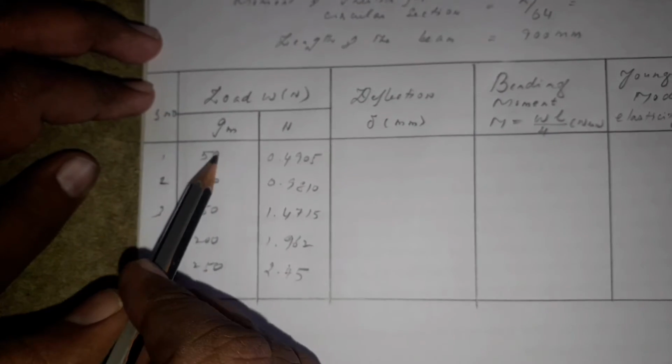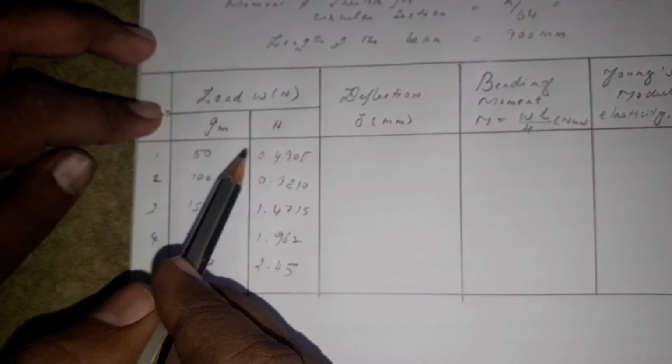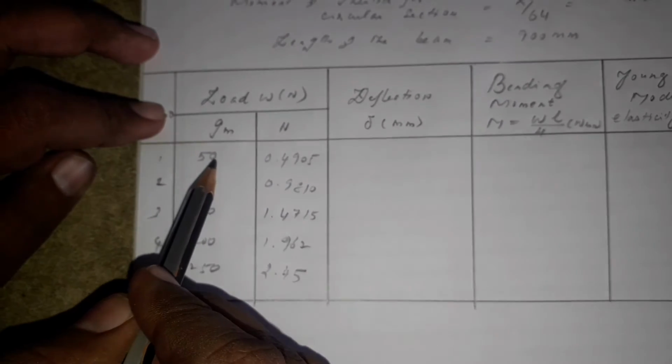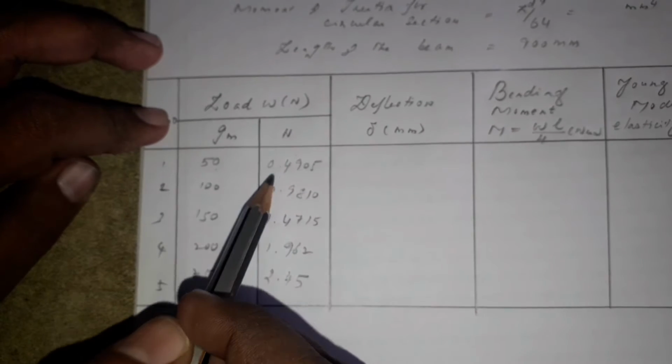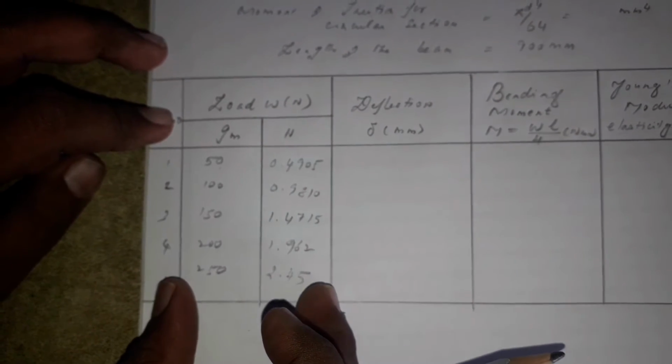Okay, so in this, the gram is converted into Newton. How can we convert into Newton? 50 gram means, 50 divided by 1000 into 9.81, you will get the Newton value. Okay, so this is the preliminary step.